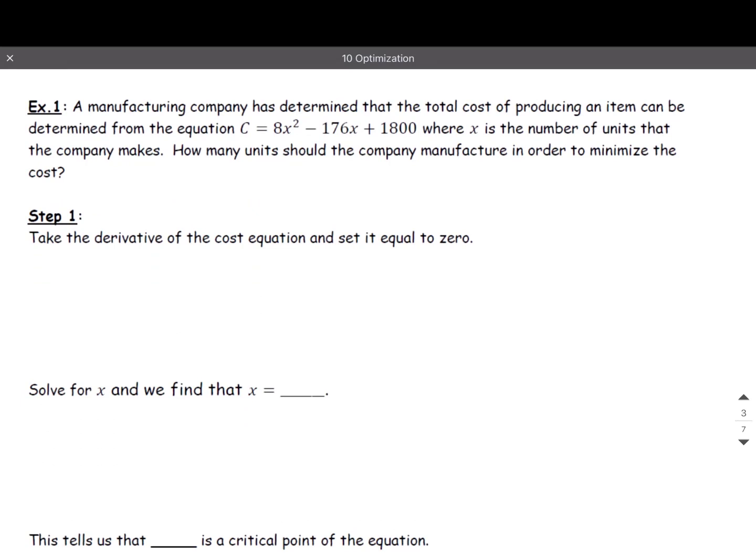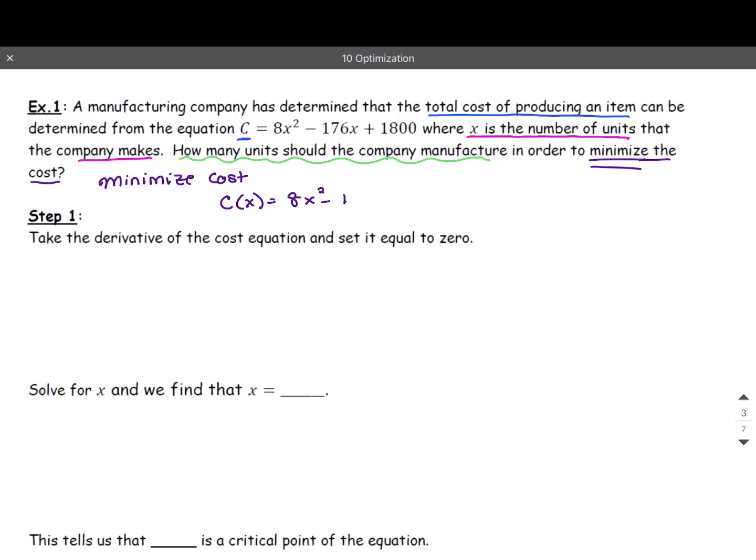A manufacturing company has determined that the total cost of producing an item can be determined from the equation C, where x is the number of units that the company makes. How many units should the company manufacture? So they're asking us how many units they should make in order to minimize the cost. So we're looking to minimize cost. Okay, so we need a cost function, which luckily they told us, and notice the variable is x. I'm going to call this C of x: 8x squared minus 176x plus 1,800.